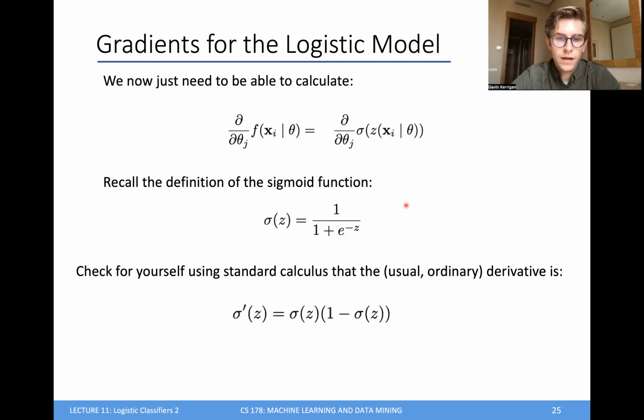And you can use standard ordinary calculus rules to show that the derivative of this sigmoid function is nothing but sigma of z times 1 minus sigma of z. So I really recommend and encourage you guys to bust out your calculus and do this derivative. You'll see that the ordinary derivative of sigma z gives you this expression. But for now, you'll have to trust me that that's the correct answer.